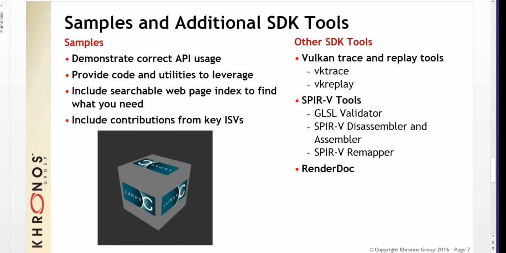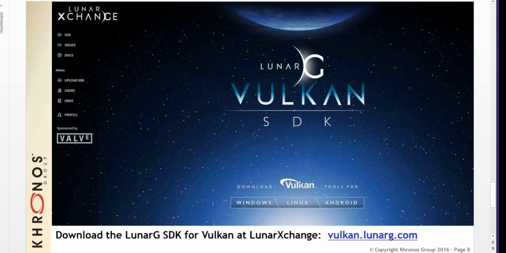RenderDoc is also included in the SDK. During the execution of a Vulkan application, RenderDoc can capture a frame with a defect and allow identification of the API calls responsible for that defect, as well as some fine-grained exploration of the state of the API before and after the calls. So where do you get this SDK?